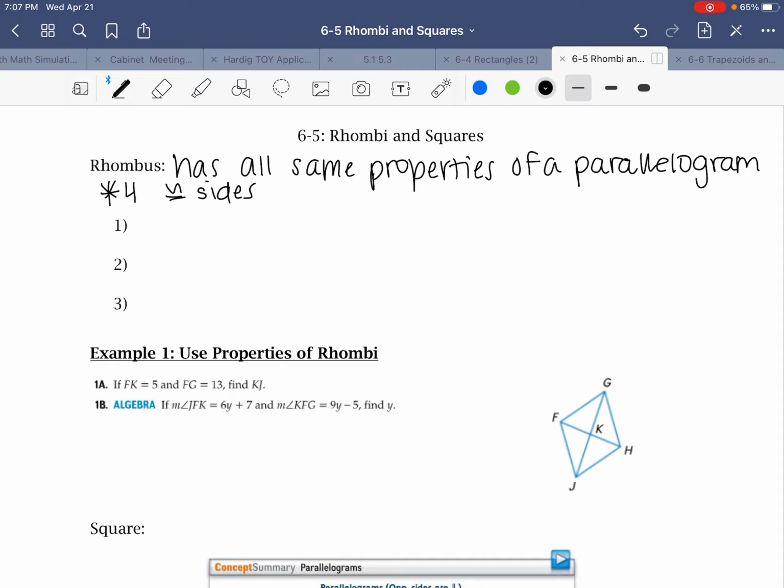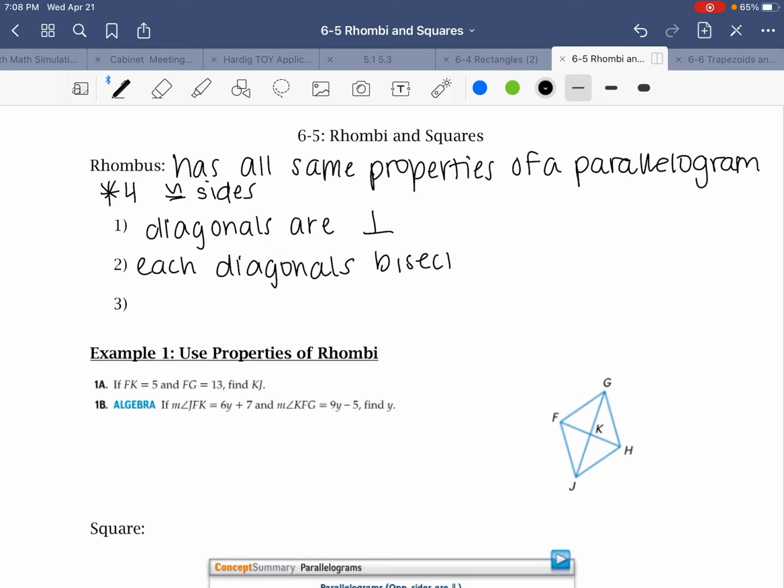The first thing that we need to know about a rhombus is that our diagonals are perpendicular, meaning they intersect at a 90-degree angle. Now each diagonal also bisects the opposite angles, and lastly, number 3, all 4 sides are congruent and opposite sides are parallel.